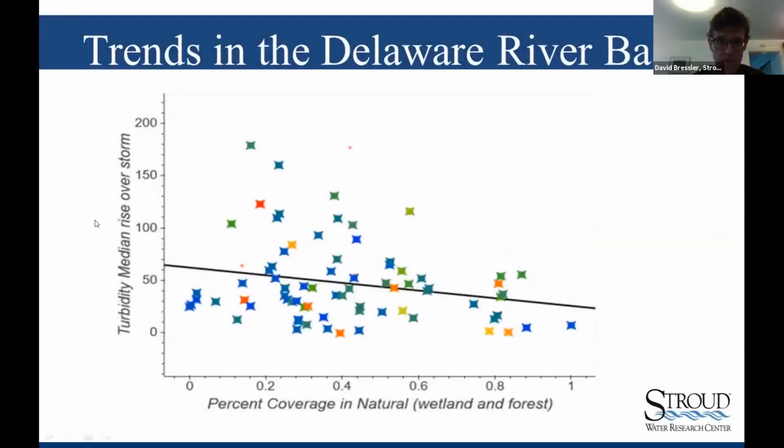And then trends like this, where you're seeing turbidity during storms, kind of like the trend that we saw with Kent's data, turbidity going down as natural land use, forest and wetland goes up.